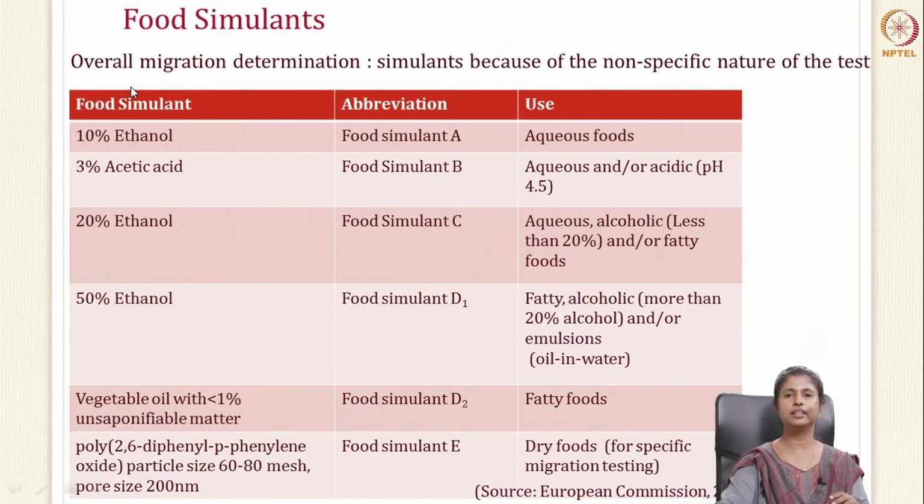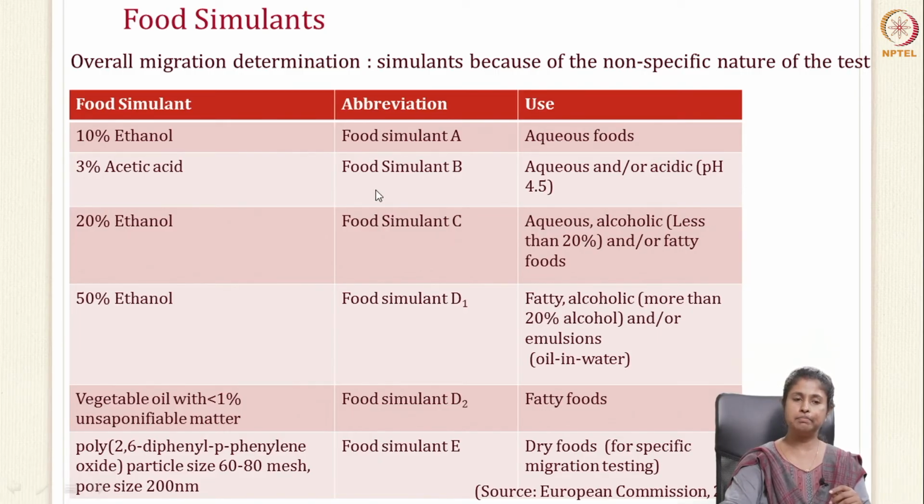Let's look at the overall migration simulants that are used. It's based on the European Commission 2002. Here, look at the food simulant. 10% ethanol is being used for aqueous food, and that abbreviation is food simulant A.